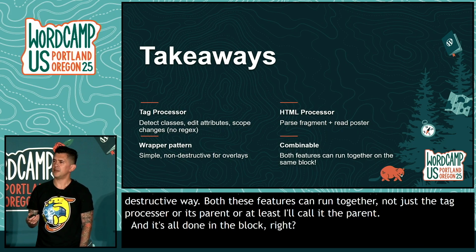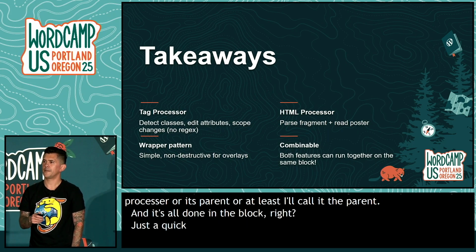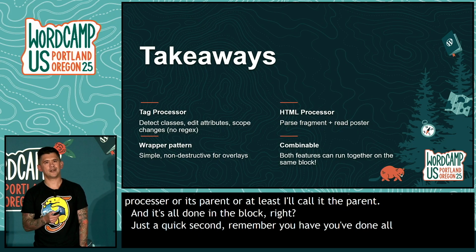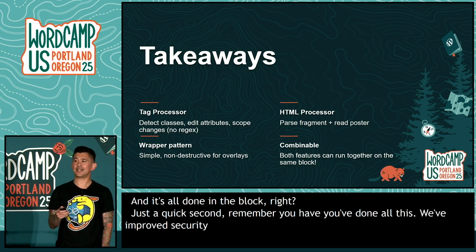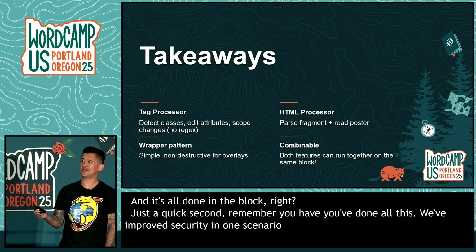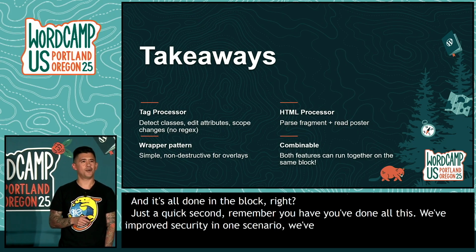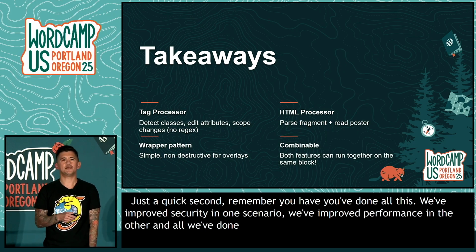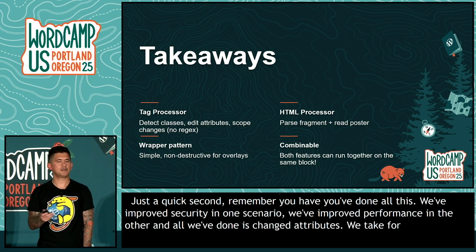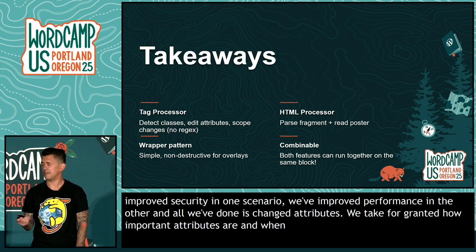We've improved accessibility in one scenario. We've improved performance in another, right? And all we're doing is changing attributes. Yeah, sure, add a little HTML for the overlay, but we take for granted how important attributes are. And when it comes to accessibility and performance, well, in my opinion, this is the way.